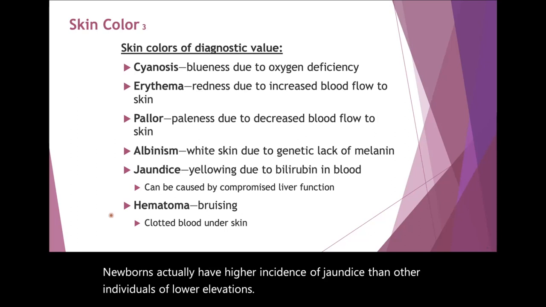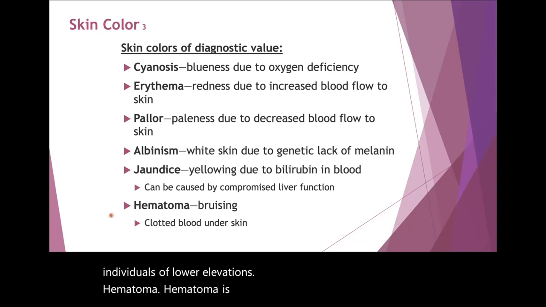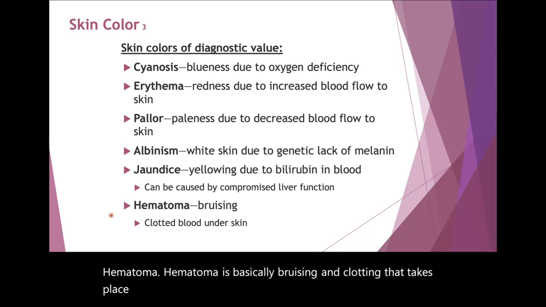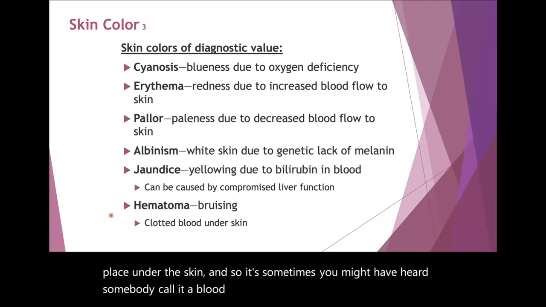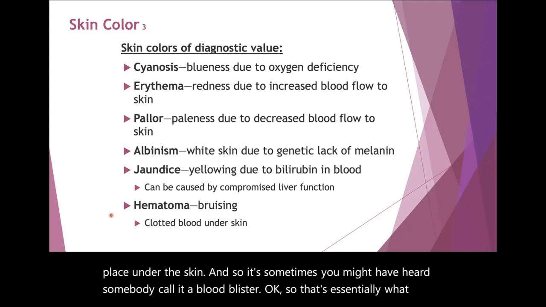Hematoma. Hematoma is basically bruising and clotting that takes place under the skin. And so sometimes you might have heard somebody call it a blood blister. Okay, so that's essentially what it is.